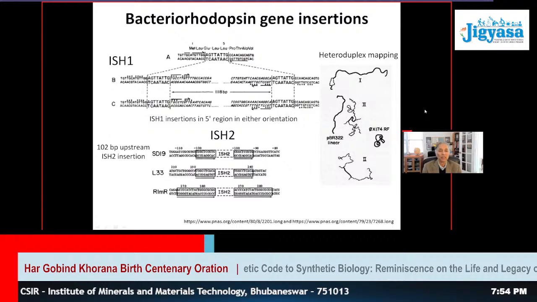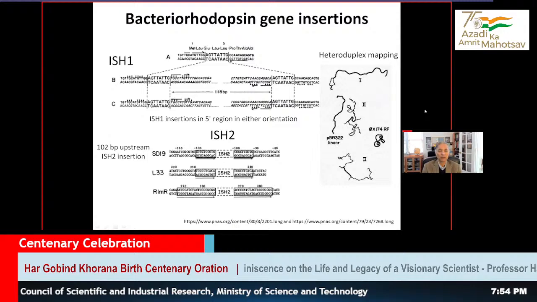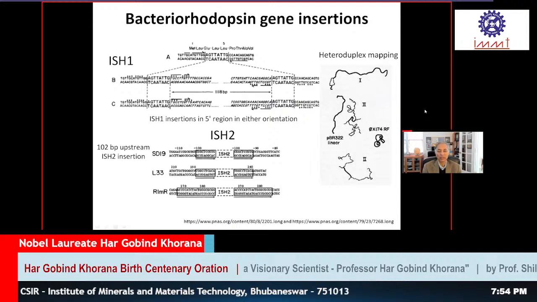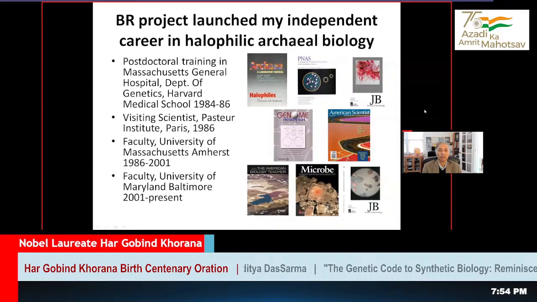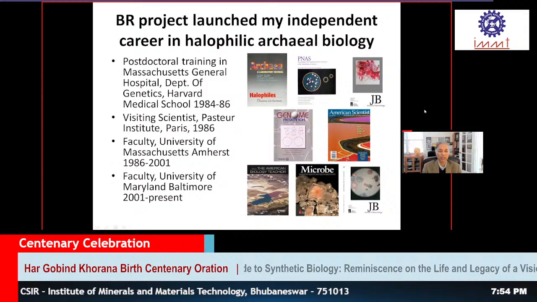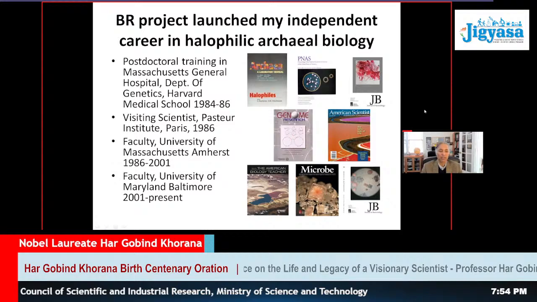The ISH2 element would insert at different locations in the gene, including a site that was 100 bases upstream of the transcription start point. And so therefore it helped to define what the archaeal promoter was. And all of this work launched my independent career in archaeal biology, which I continued after postdoctoral training at the University of Massachusetts in Amherst, and then at the University of Maryland in Baltimore.